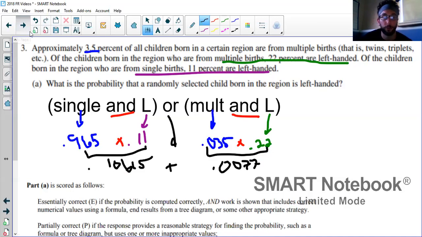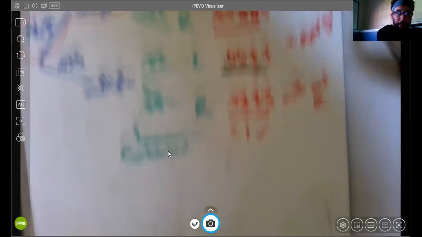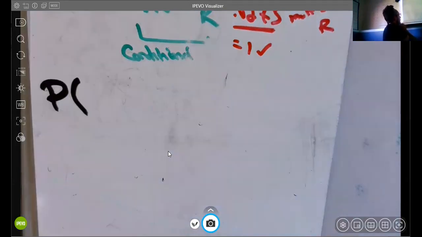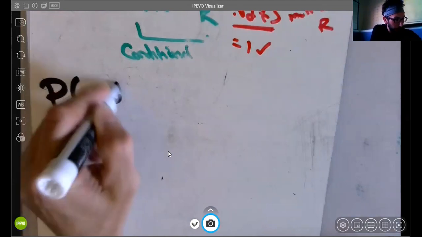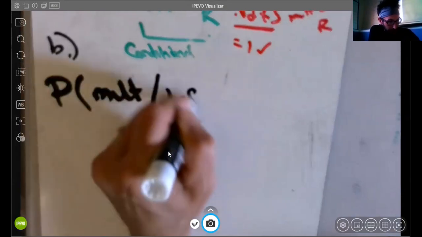All right, now for part B for real. Part B was that conditional, and I know it's conditional because I see the word "given." For part B, we now want the probability that a randomly selected child born in the region is from a multiple birth given they are left-handed. To translate that into conditional notation, I'm leaving my tree there because I'm going to use it. We want the probability that the person is from multiple births, given, remember that means given, they're left-handed.